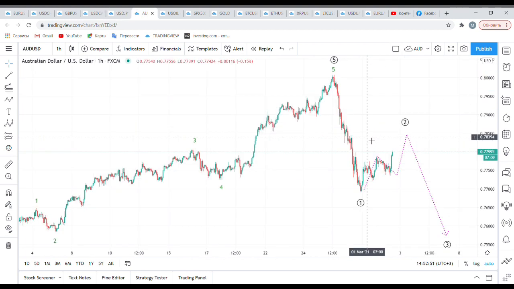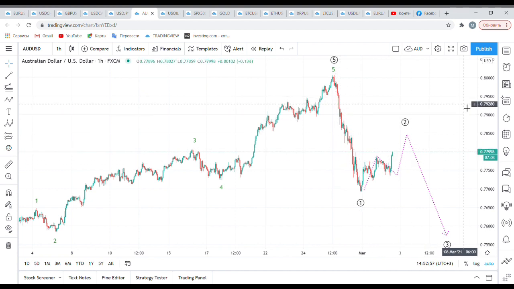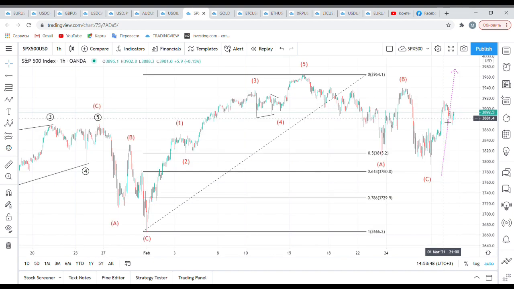For the Australian dollar, as we expected, the growth in wave 5 ended, and now after a slight correction we will continue to fall. The S&P index perfectly fulfilled our correction goals and apparently the growth will continue. There are targets for 4,000 and 4,200 points.